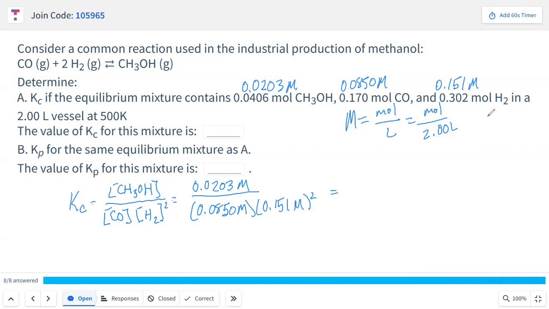So 0.0203 divided by 0.085 divided by 0.151 squared, to 3 significant figures, we would get a value of Kc at 10.5. And again, it's an equilibrium constant, so it has no unit. Just leave it as it is. Now for Kp, we're told we're at 500 Kelvin, so there's our temperature.